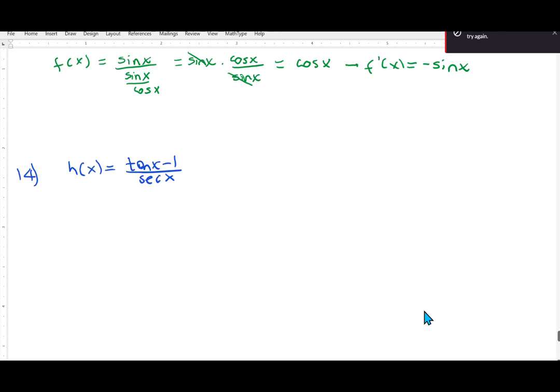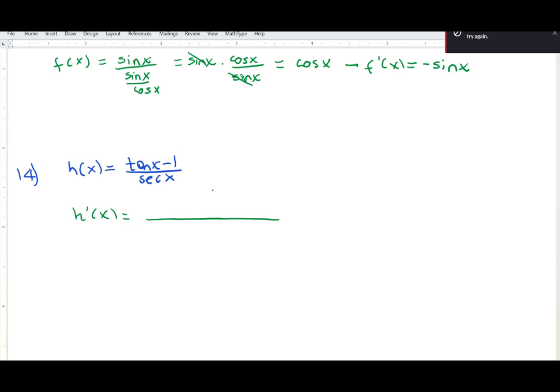And the way you would simplify this, you can write it as tangent over secant minus 1 over secant, and then simplify each of those and then take the derivative. Okay, so that might be one possible way to do it. And then the other possible way is, okay, we're going to use the quotient rule.